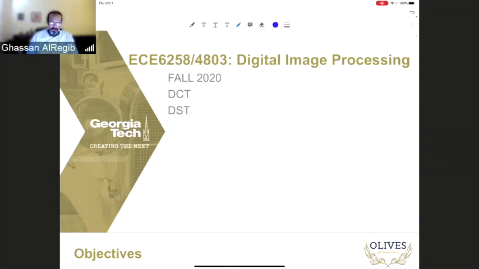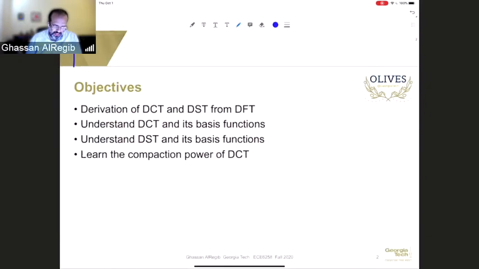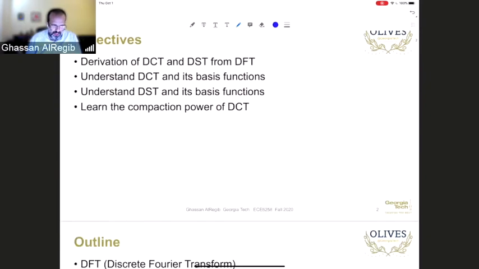Okay, so today we'll talk about DCT and DST, Discrete Cosine Transform.